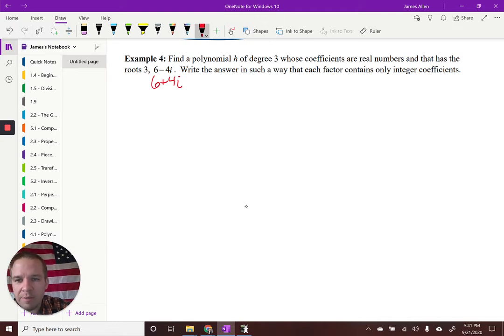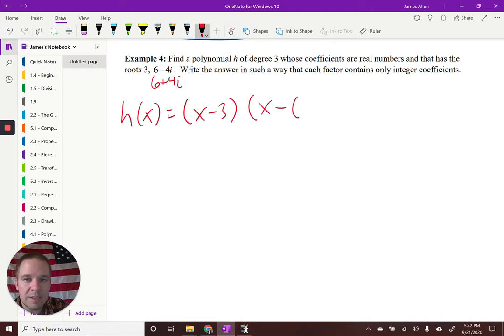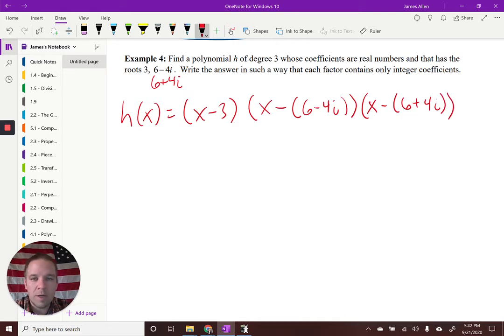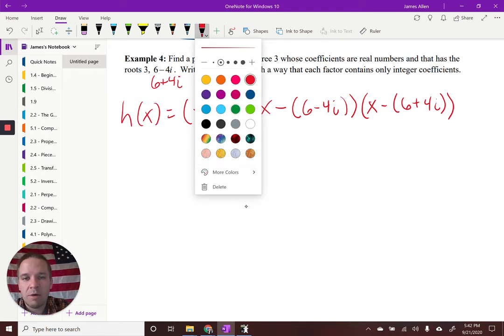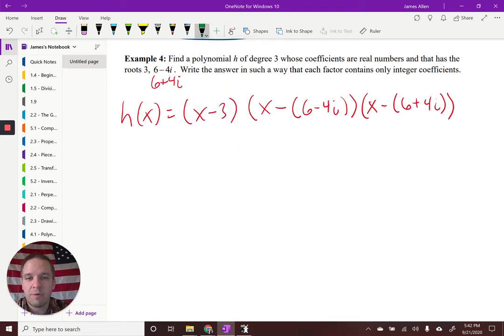Okay, so let's say over here we'll go with h of x equals, and we'll have x minus 3. Then we'll have x minus 6 minus 4i, and x minus 6 plus 4i. So we're taking those roots and then getting our factors from that. Now I'm going to leave the x minus 3 off to the side for a bit, and I'm going to get going on some algebra with the other two over here, all right?